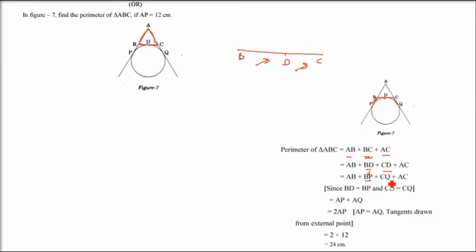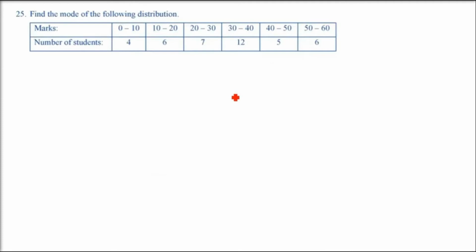Now CD and CQ are equal. So put CQ in place of CD. Now AB plus BP is AP only. Put it here. How about AC plus CQ? AC plus CQ is AQ. So AP plus AQ. Now we know that AP and AQ are equal. So in place of AQ, you write AP. So it's 2AP. So 2 into AP, 2 into 12, AP is 12. It's 24 centimeter. So this is how you can find it out.